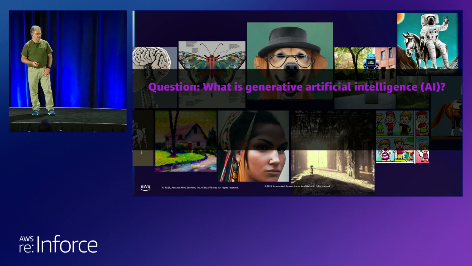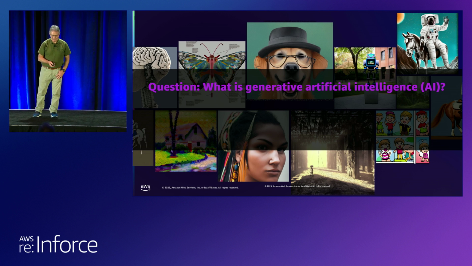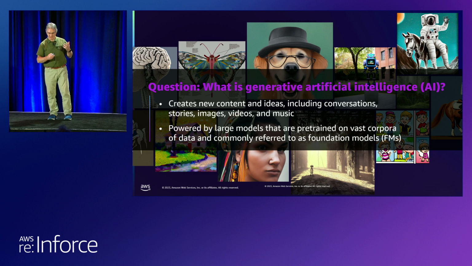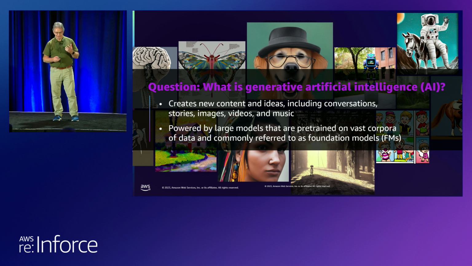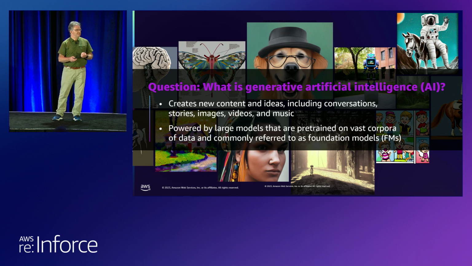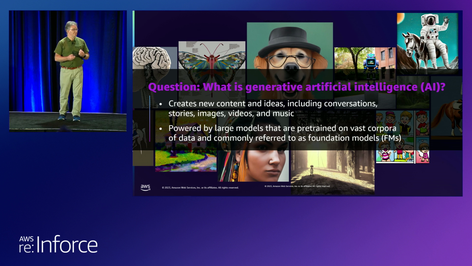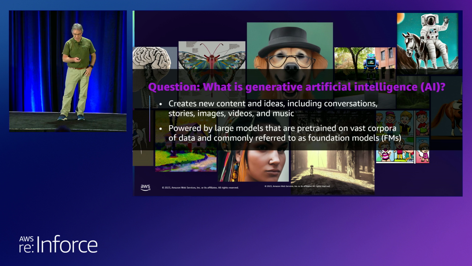So the first question to actually ask is quite an obvious one and not really stupid at all. What actually is generative artificial intelligence? Well, the clue is really in that first word, generative. The whole point behind it is it can actually create new content and ideas. This could include conversations, stories, images, music, video, all sorts. And like all AI, it's actually powered by machine learning models. In this case, I can only really say very large models behind the scenes. They've been pre-trained on a corpora of data that essentially is huge, and they are referred to essentially as foundation models.